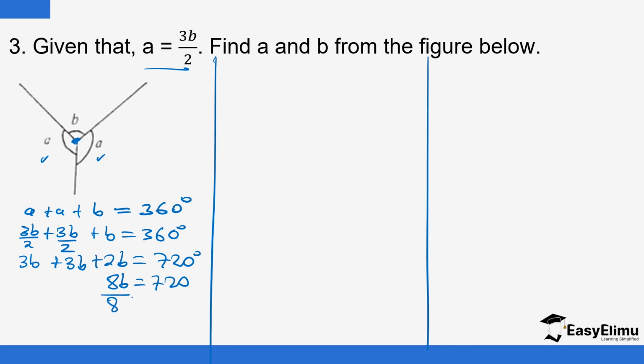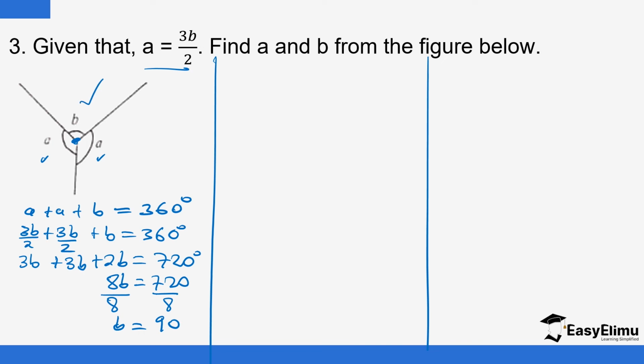So you can divide both sides by 8 and you end up with B is equal to 90. 8 goes into 72 9 times. Then you add the 0. So that is 90. So we have the question, just find the values of A and B.